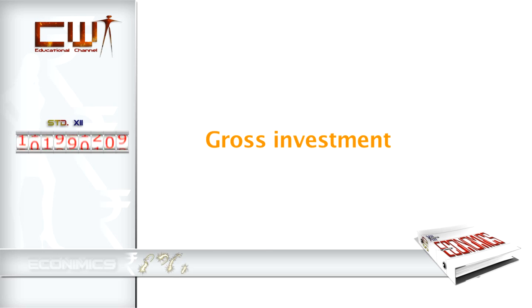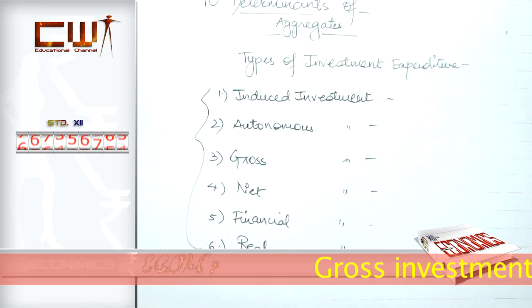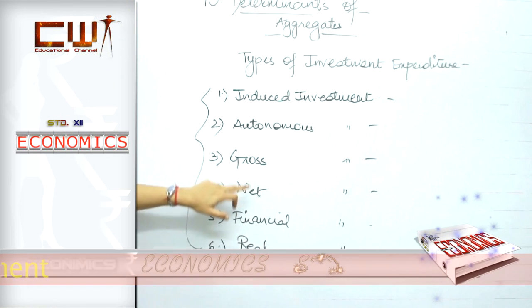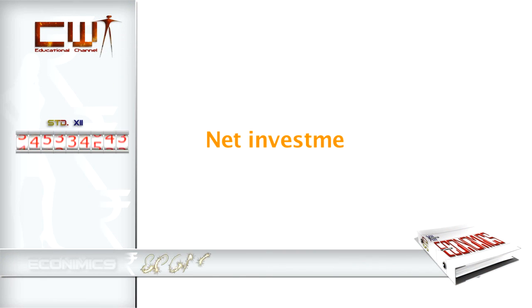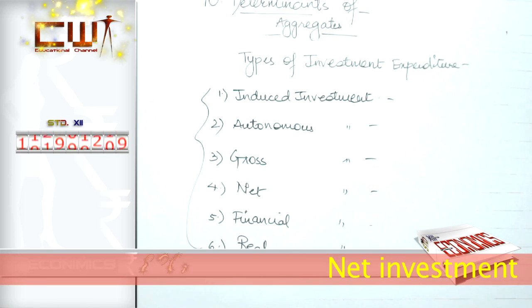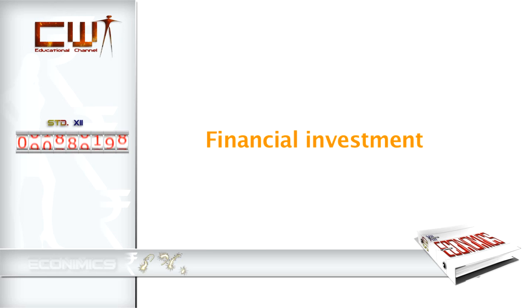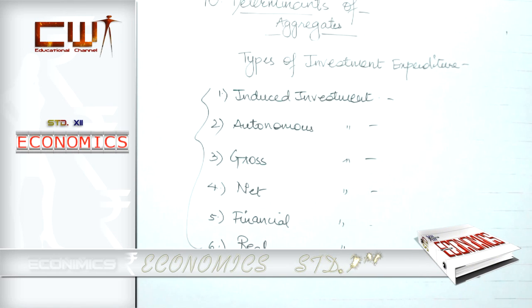Next is gross investment, that is the total investment in fixed assets like buildings and machines without deducting the depreciation, right? That is gross. And net is when you deduct the depreciation. That is normal wear and tear, right? That is net investment.